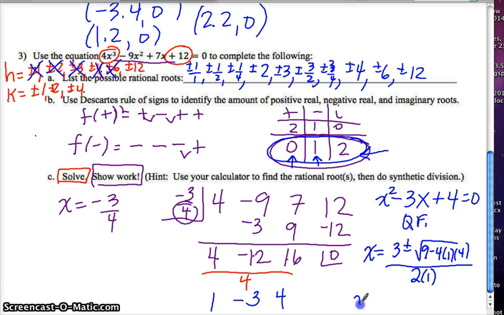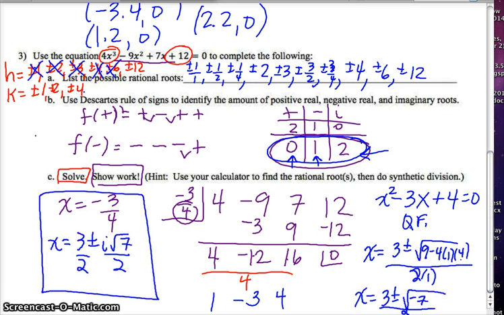You can pause and do this on your own, or you can just follow me. So negative b, okay, so here we finish it up. It's 3 plus or minus the square root of -7 divided by 2. So we take out the negative. So it's 3/2 plus or minus i root 7 are two of the roots. They're both imaginary. And my third root is -3/4.